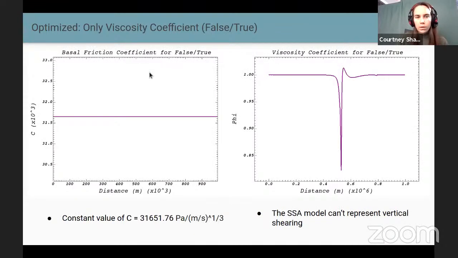So in the situation where only the viscosity coefficient is optimized is where we see a little more interesting behavior. Again, basal friction is kept constant, but then we can see this change in the viscosity coefficient. Right before the grounding line, there's about a 20% change in the viscosity coefficient, and then it increases pretty steadily afterwards and then mellows out. So this is interesting because the SSA model can't represent vertical shearing. And so this viscosity coefficient comes into play to counteract that missing physics. This is the missing element that phi makes up for with SSA.